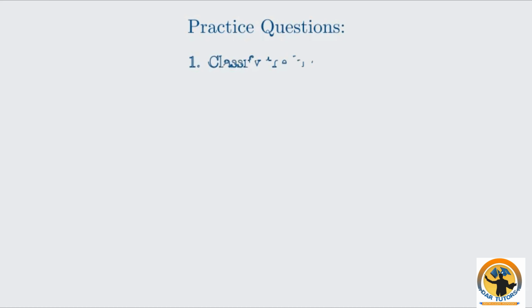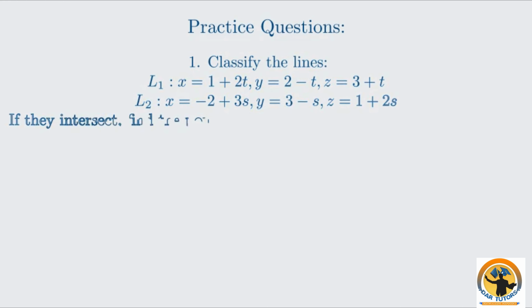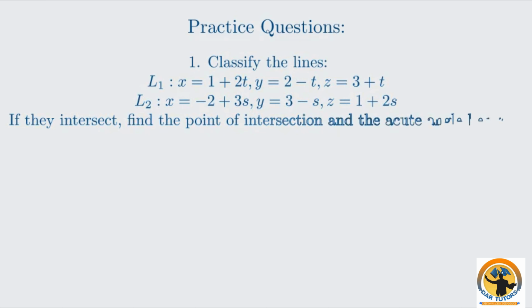Question 1. Classify the lines x equals 1 + 2t, y equals 2 - t, z equals 3 + t, and x equals -2 + 3s, y equals 3 - s, z equals 1 + 2s. If they intersect, find the point of intersection and the acute angle between them.